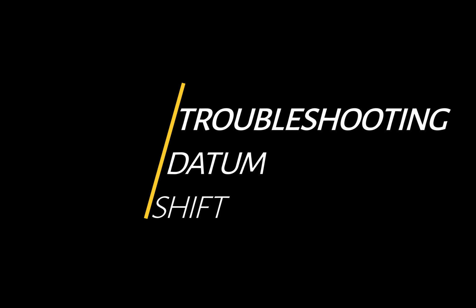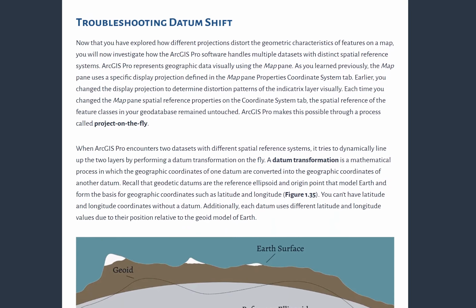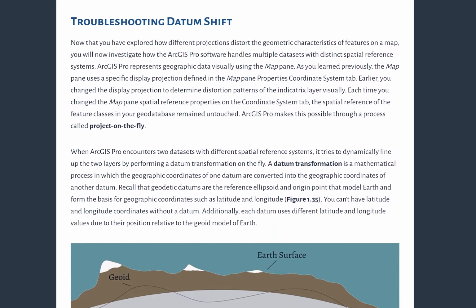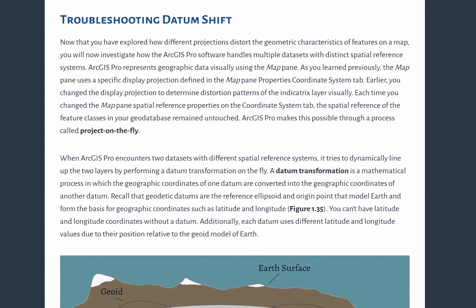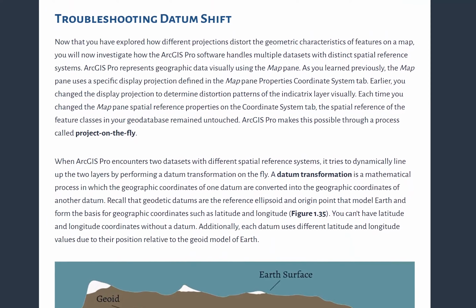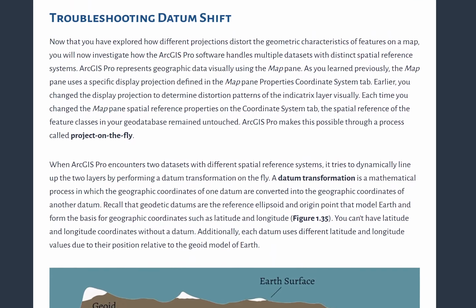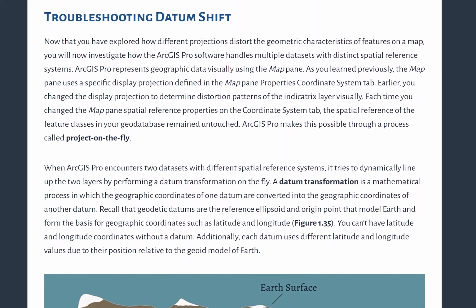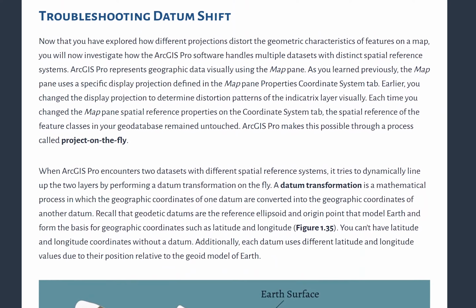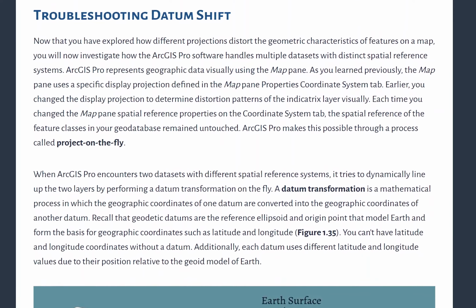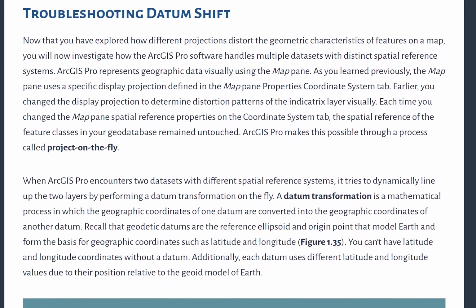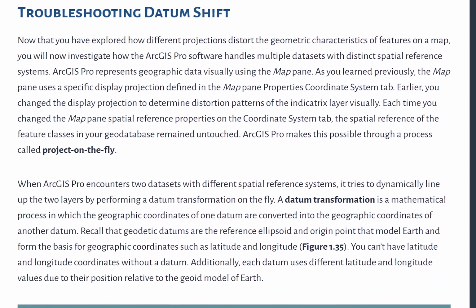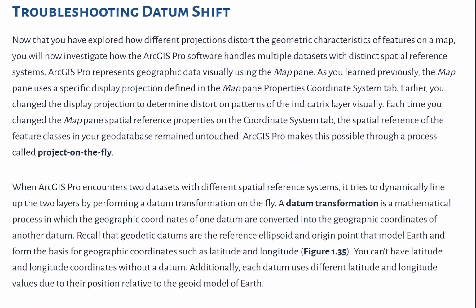Troubleshooting datum shift. Having delved into how various projections can distort the geometric characteristics on a map, your next step is to explore how ArcGIS Pro manages multiple datasets that each have their own spatial reference systems. In ArcGIS Pro, geographic data is visually represented in the map pane. As you've already learned, the map pane operates with a specific display projection, which is set in the Map Pane Properties Coordinate System tab.